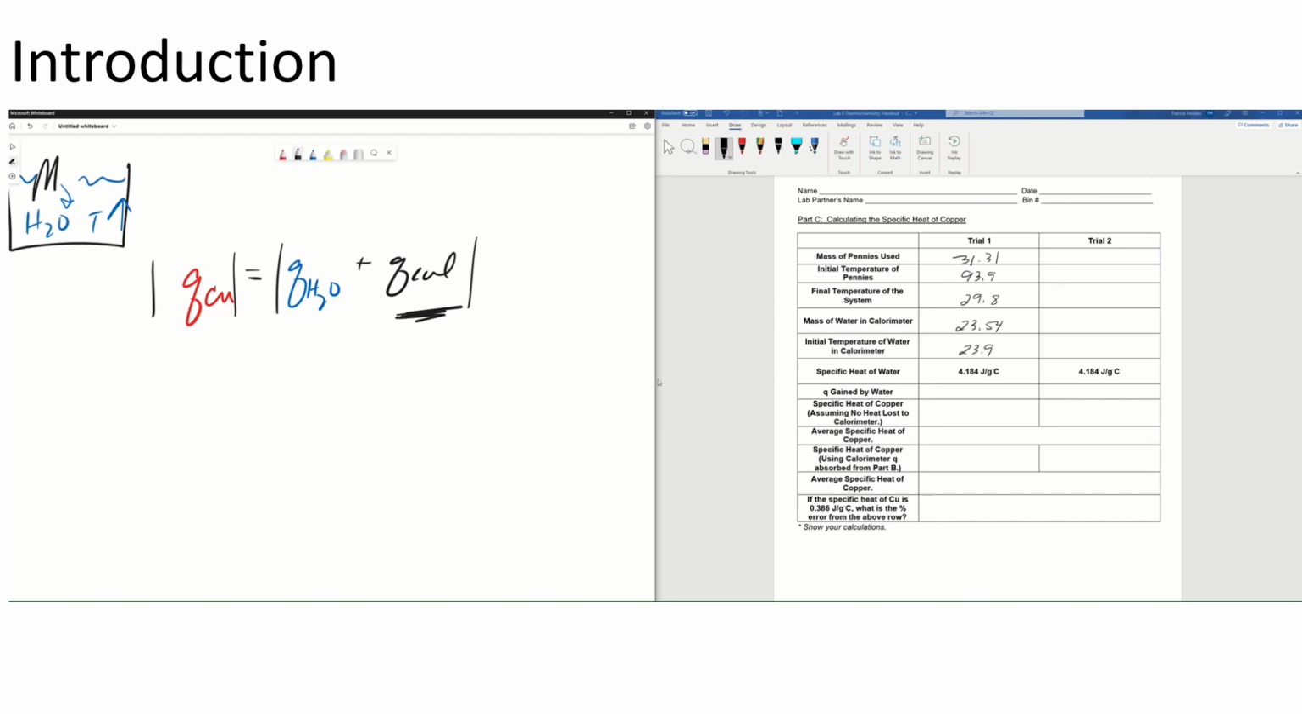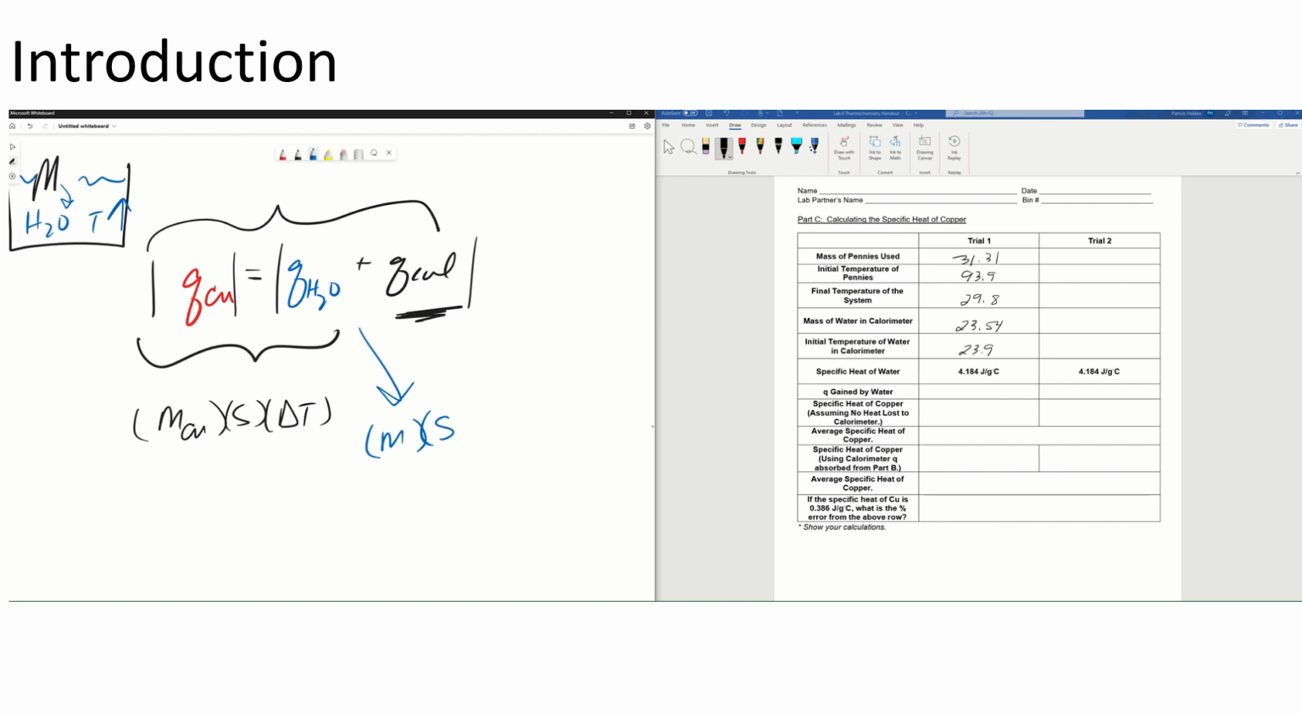And so we're going to do the specific heat of copper two ways. We're going to assume that all of the heat was simply transferred to the water and none was lost to the calorimeter. And then we're also going to do the calculation understanding that some of the heat from the copper is going to be lost to the calorimeter. And again, Q of the copper is simply the mass of the copper times the specific heat of the copper times the change in temperature. The Q of the water is going to be the mass of the water times the specific heat of water times the change in temperature of the water.